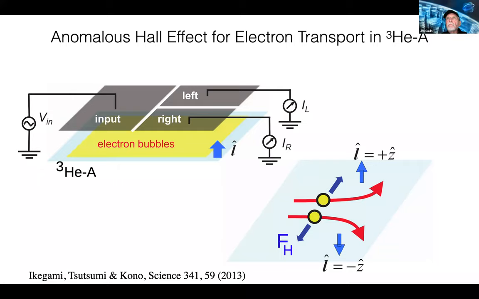So the signature of the anomalous Hall effect for electrons is an asymmetry in the current, and also a reversal of that current asymmetry if you reverse the chirality of the ground state. Well, indeed, they observed both of these properties, both the asymmetry of the current and the reversal with reversal of the chiral axis.